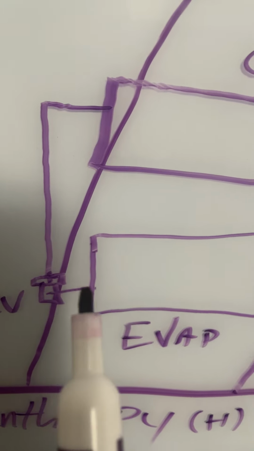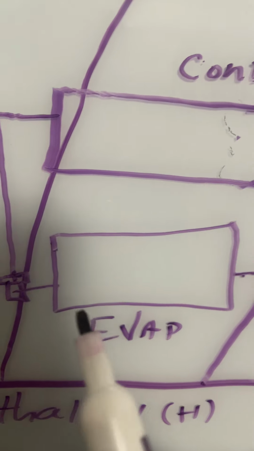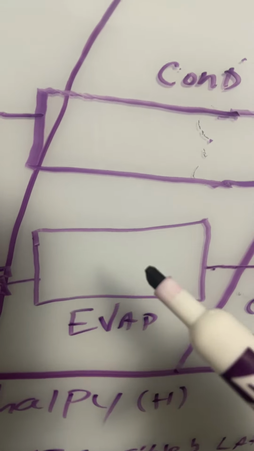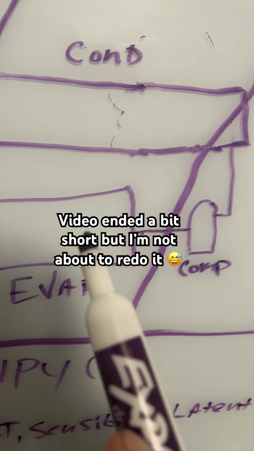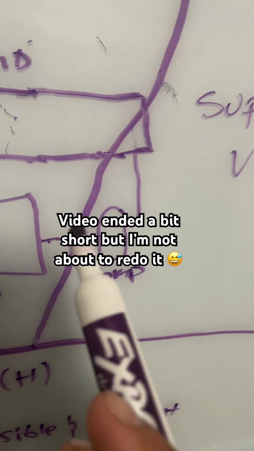It then enters the metering device. What the metering device does is it restricts the flow of refrigerant, turning that liquid into 80% liquid, 20% vapor. It then enters the evaporator, and as the heat from the air inside the space is absorbed, that saturated vapor will reach past saturation and will become a superheated vapor.